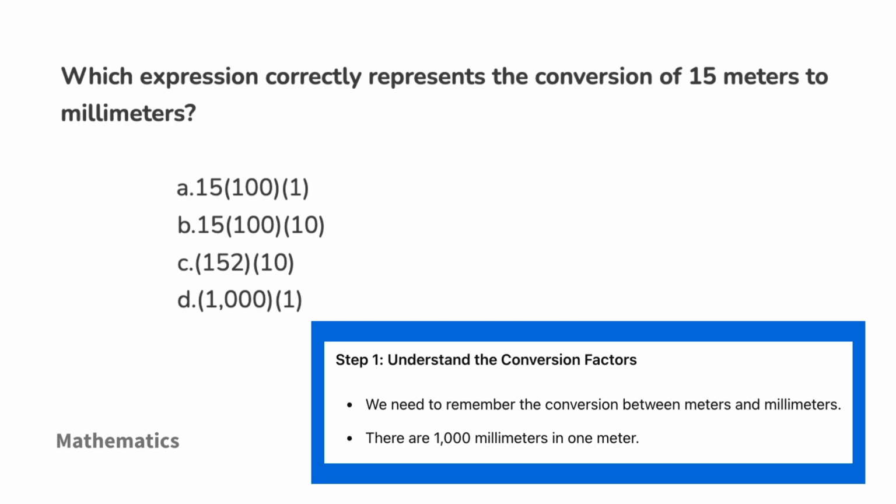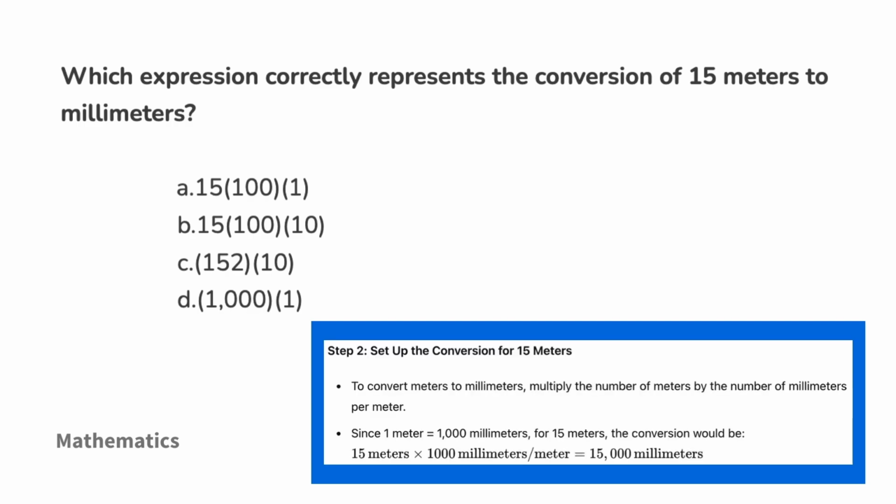First, let's recall that there are 1,000 millimeters in 1 meter. Next, we need to set up the conversion for 15 meters. In order to convert meters to millimeters, we multiply the number of meters by the number of millimeters per meter. And since 1 meter equals 1,000 millimeters, for 15 meters, the conversion gives us 15,000 millimeters. And knowing this, we can see that the answer, 15 times 100 times 10, would be letter B.